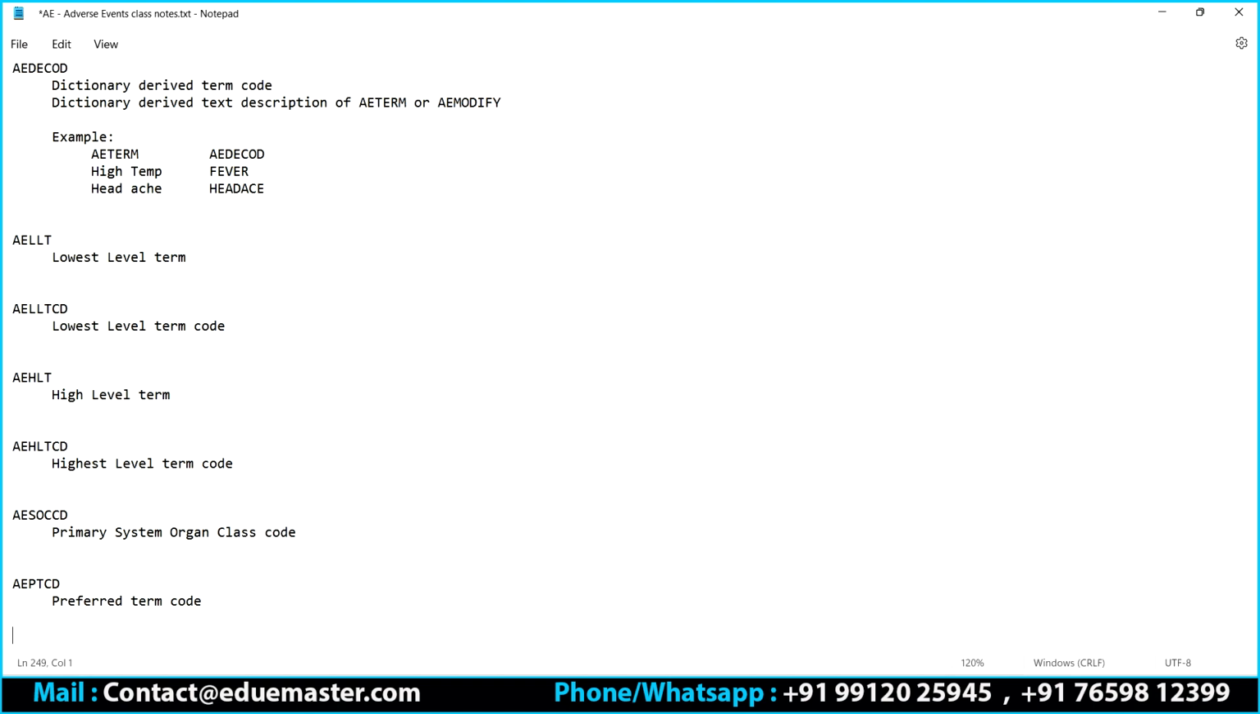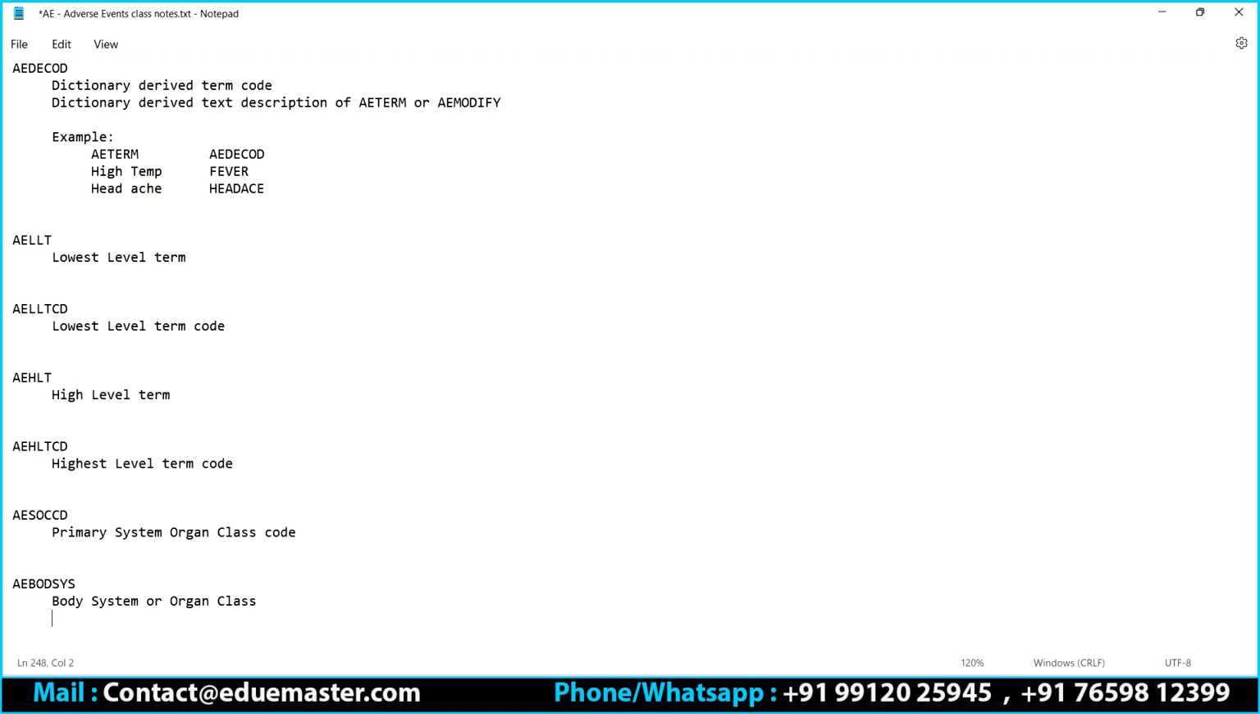So on the top we have already talked about one thing, which is nothing but the primary system organ, correct? But now we're going to talk about a slightly different one, which is nothing but your adverse event BODSYS, which is nothing but your body system, or what exactly your organ class is. This is very important. This is also dictionary derived only, right?